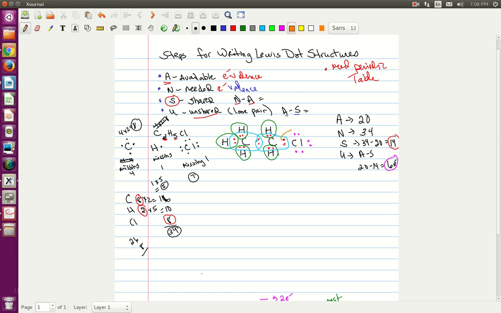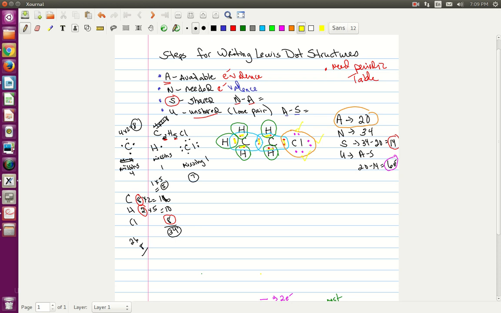Using all kinds of pretty colors. And now, we had 20 electrons available. Did we use all 20? We can count: 2, that's a single bond. 4, that's a single bond. 6, 8, 10, 12, 14, 16, 18, 20.